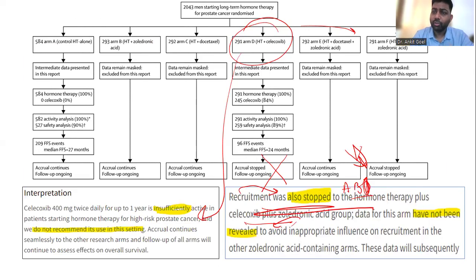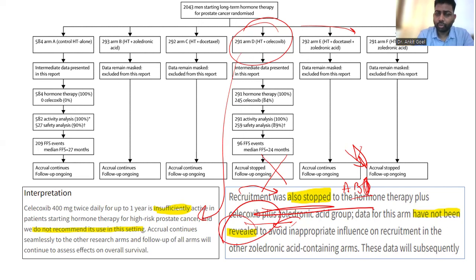Not only arm D, even arm F recruitment was stopped because it also contains celecoxib, and the results of arm F were never revealed. We could not find the results of arm F. It becomes easy for us. We just need to follow the remaining arms now. To make it very clear, now we move forward to the remaining arms.